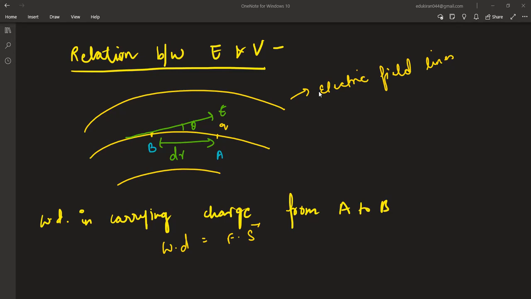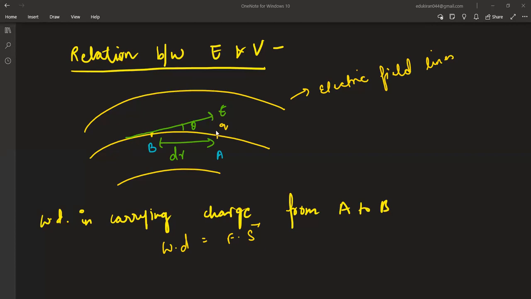Relation between electric field and voltage. See, electric field lines are present, right? Now see, when you drop a tangent on the electric field line, you get the direction of electric field. This we have studied in the first chapter.